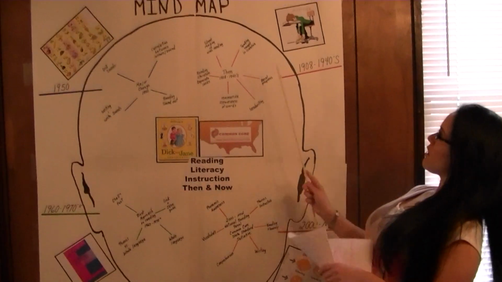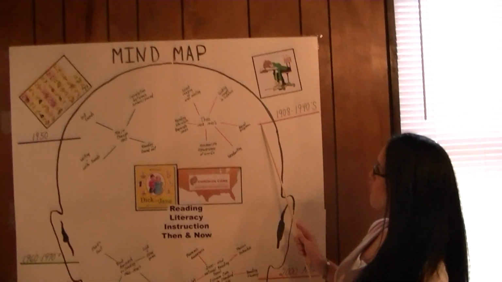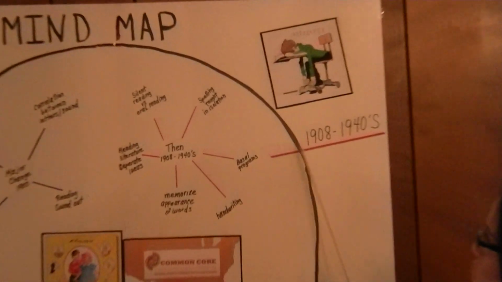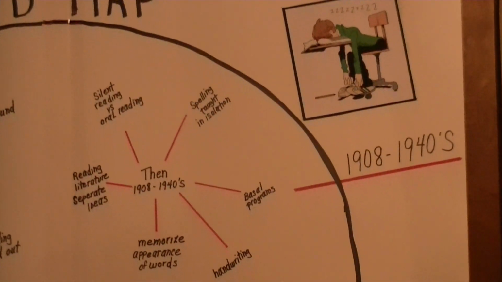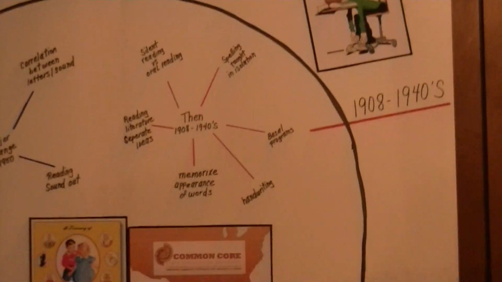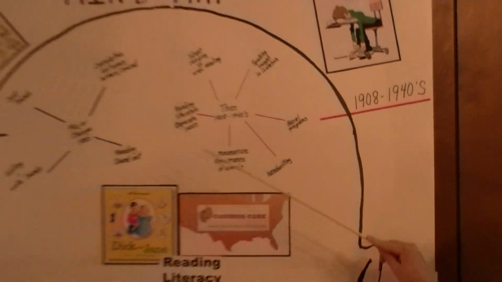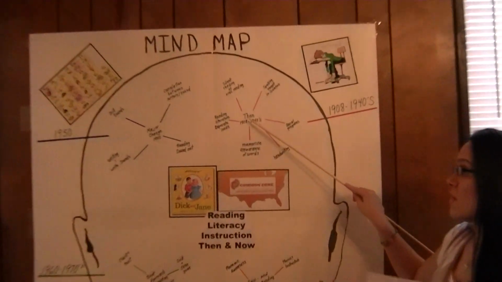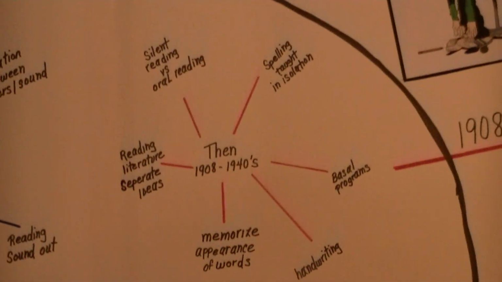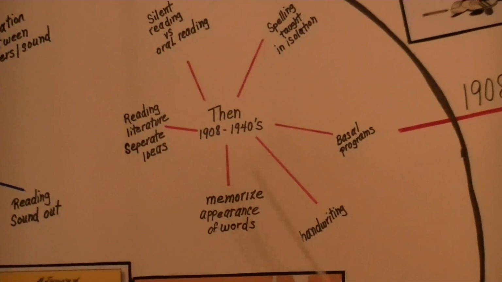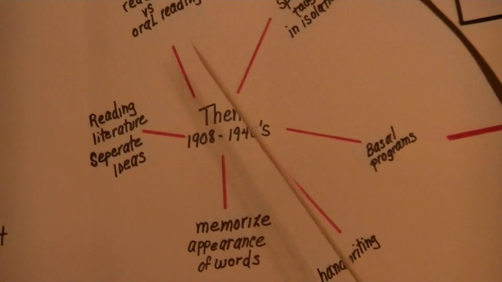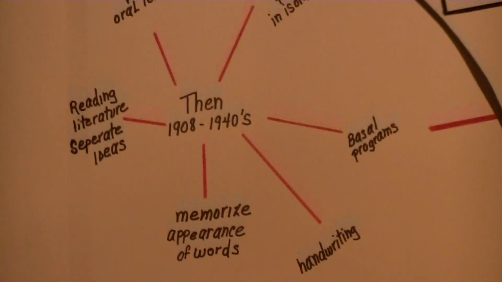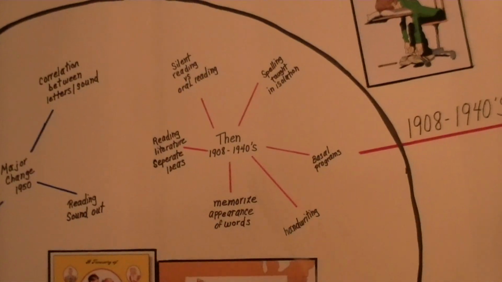So I would like to start off with the red. I used the red to show the 1900s, 1908 to 1940s, and branching off from my main idea, my subtopic is then, which was back then in the 1900s. And the main ideas that I came up with for this were reading literacy instruction was taught in the following ways.